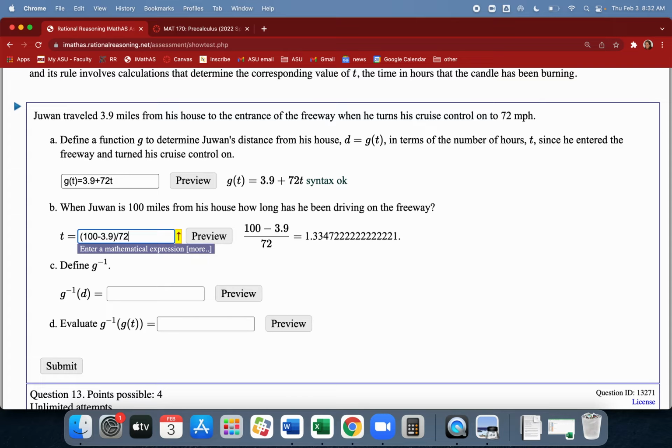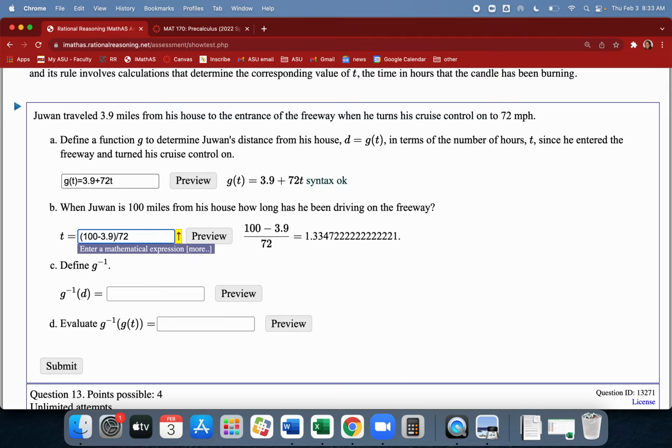You don't have to grab a calculator and calculate this out separately. You can just write the expression like that, and you can see it's computing it. It's about 1.33 hours, or 1 1/3 hours, on the freeway, approximately. If you rounded this to 5 or 6 places, it'd probably be marked as correct, but you can just type it in as an expression and not worry about having to round.